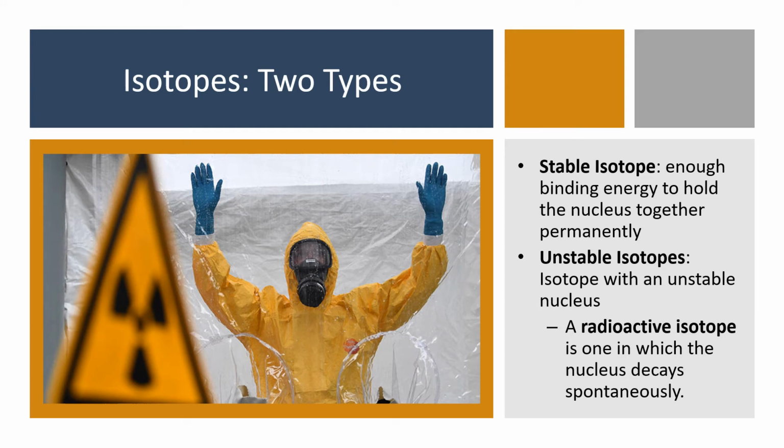Now, isotopes can come in 2 forms. They can either be stable, which means that having an extra neutron or not as many neutrons is not causing too many issues, and so it can hold together the entire atom. But there are other situations where we have an unstable isotope, which means that the nucleus is unstable, and the nucleus will start to send out little particles, and we call this radioactive isotopes or radioactive decay. So the nucleus will decay spontaneously, sending out particles from the nucleus.